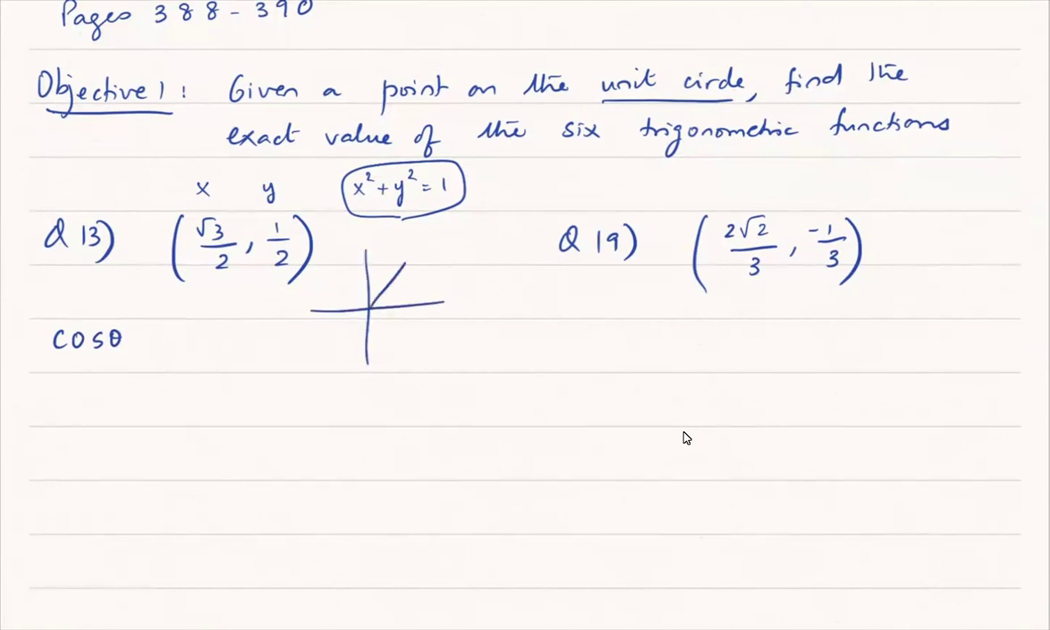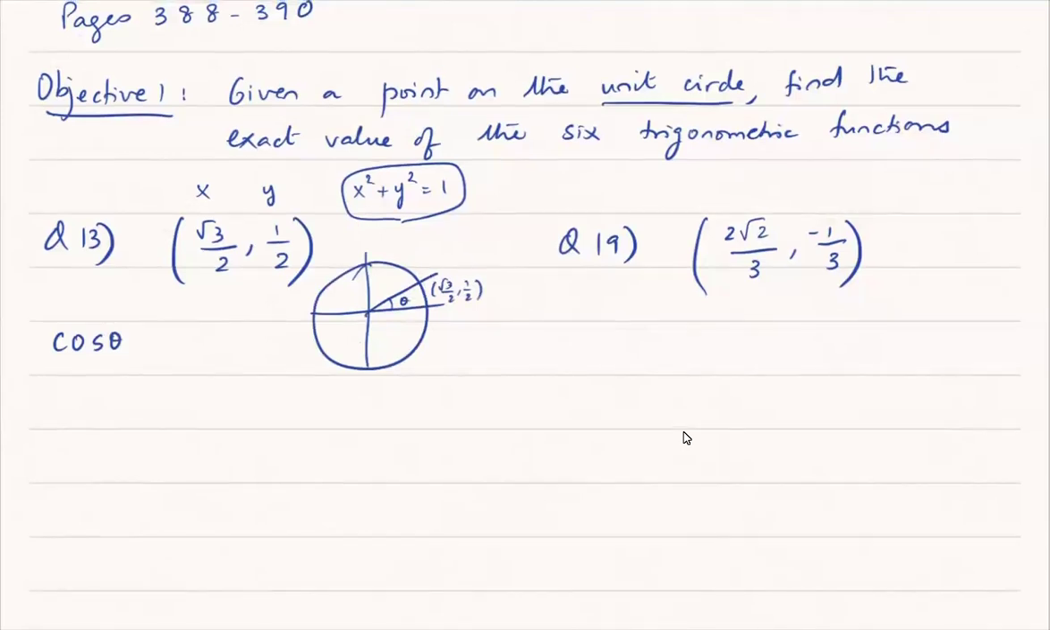so this angle is here, isn't it? It's in the first quadrant because both x and y are positive. So this point here is square root of 3 over 2 and 1/2. So maybe that point is a little bit over here. So this is the point, right? And this is the angle. Now the question is asking you to find the exact value of the 6 trigonometric functions.